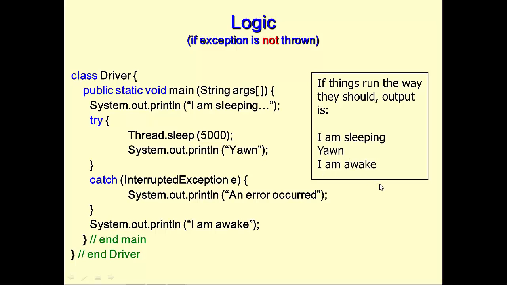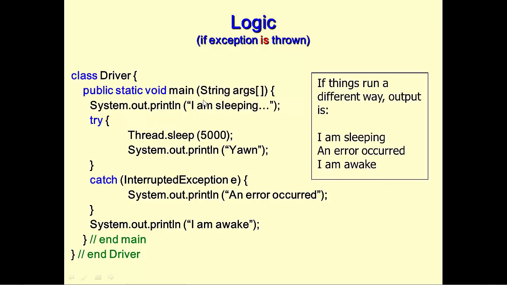Now what happens if an exception is thrown? Well, it's going to run in a different way. It's still going to say I am sleeping. That's going to print no matter what happens. But then an exception is thrown right here. Now be careful, because as soon as an exception is thrown, we immediately skip to the catch right here, and then we're going to print out an error has occurred. And you can see that right there. And then no matter what, we're going to print system.out.println I am awake. So the output, if an exception is thrown, is going to be I am sleeping, an error occurred, and I am awake.